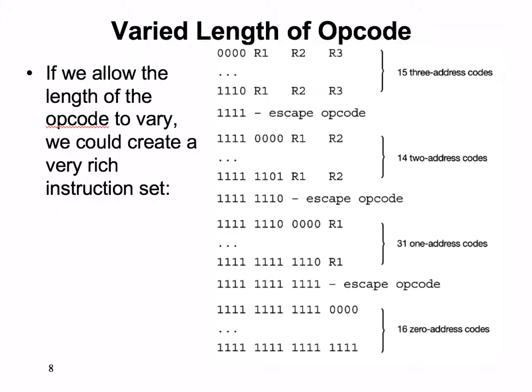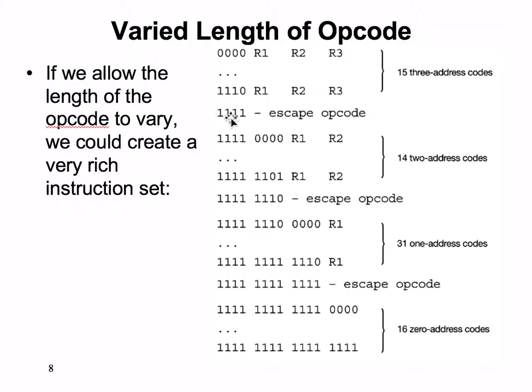Here the way we can do it is by allowing the length of the opcode to vary, and we can create a very rich instruction set, as the graphic on the right-hand side here represents. Basically, we can see that we use the escape opcode in the first group of 3-address instructions.